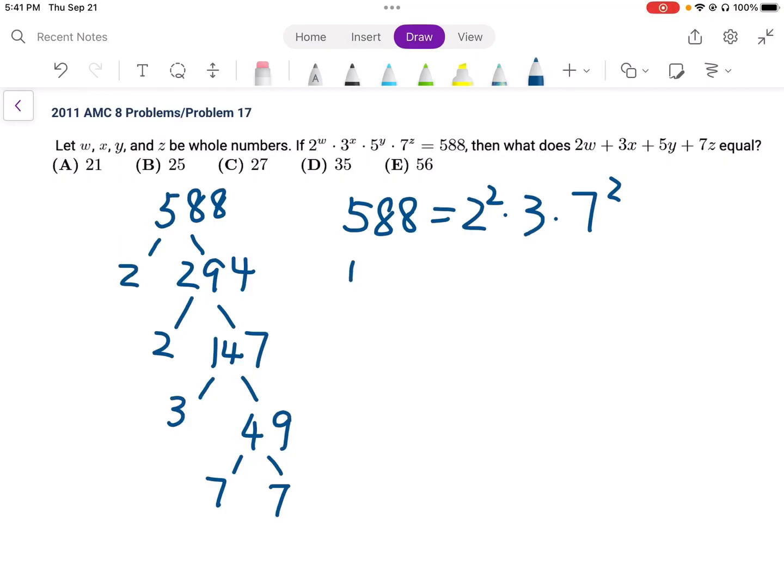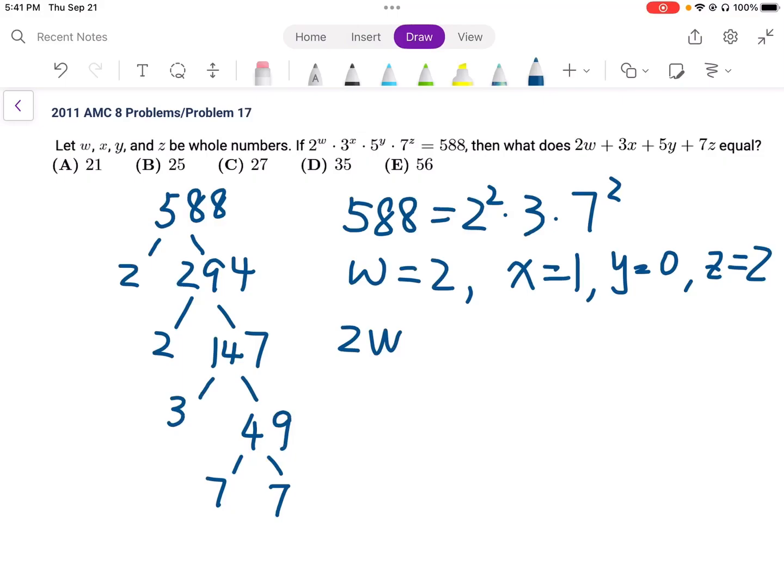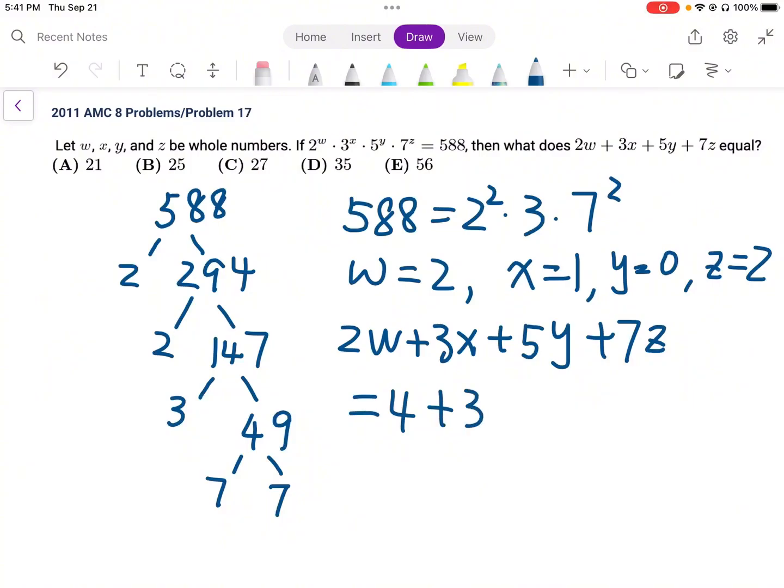Now we know that W equals 2, X equals 1, Y equals 0, Z equals 2. So 2W plus 3X plus 5Y plus 7Z equals 4 plus 3 plus 14. It equals 21. The answer is A.